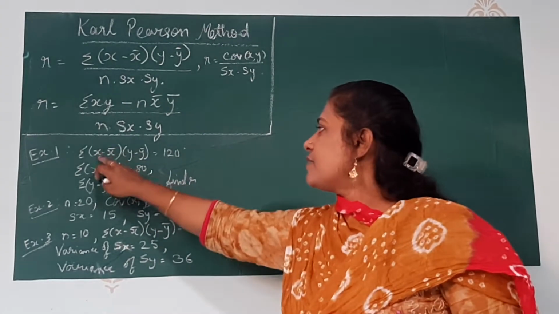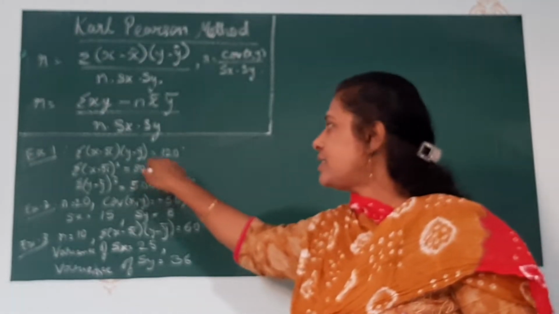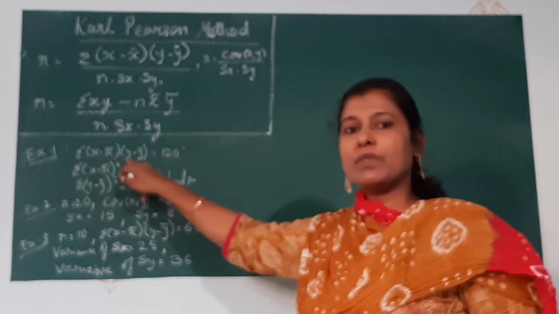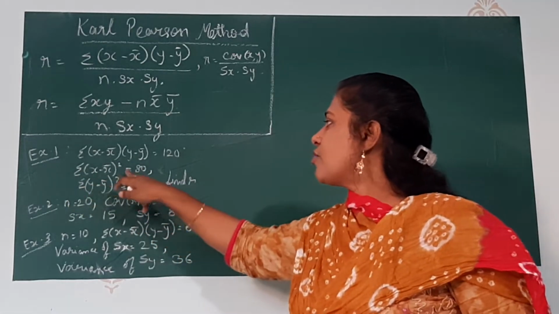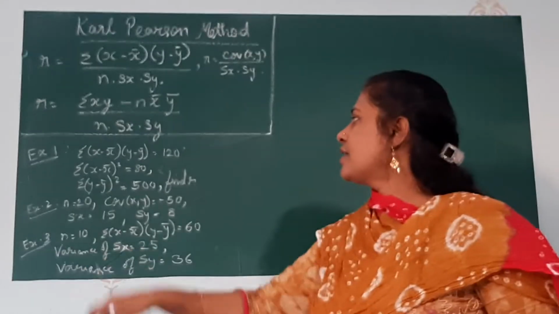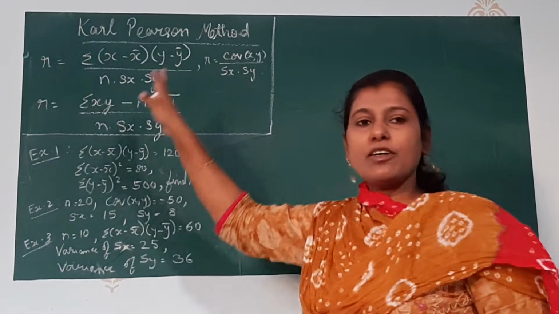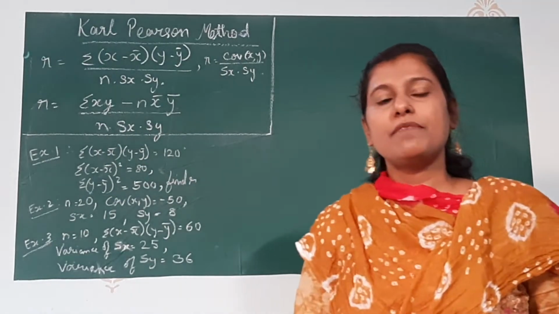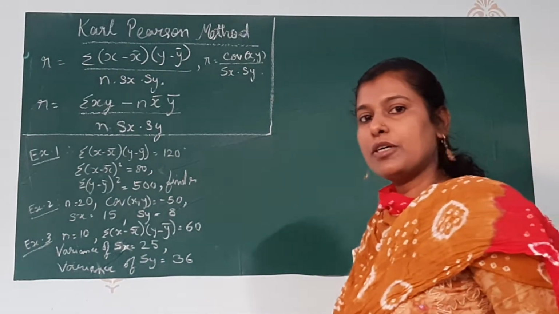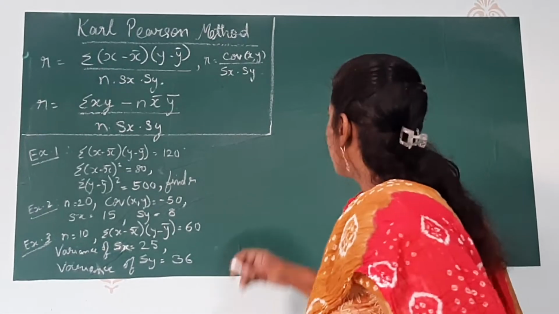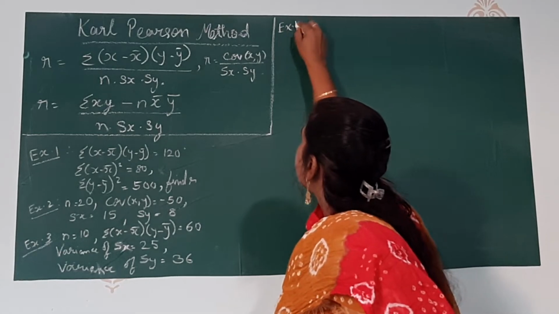Here in this we have the sum of x minus mean into y minus mean as 120, the sum of x minus mean the whole square as 80, and the sum of y minus mean the whole square as 500. We have to find r. So we don't need any of these short formulas. We need our original formula with which we are doing the long questions. Remember, we will use the first r formula for example 1.